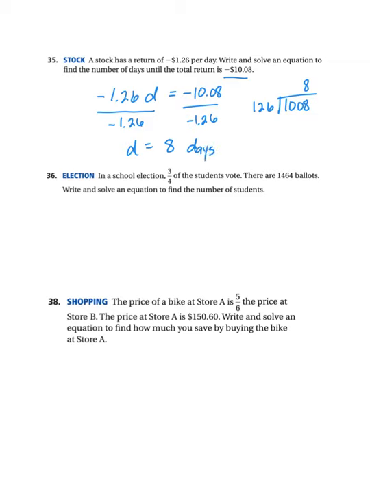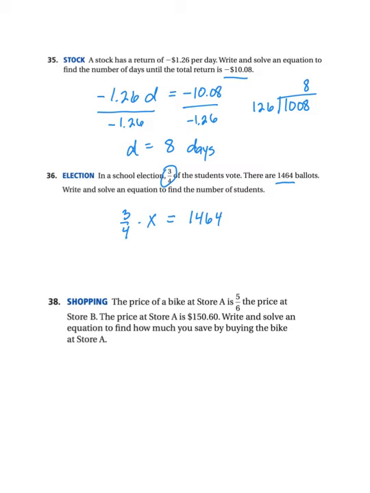All right, then we have an election example. In a school election, 3/4 of the students vote, and there are 1,464 ballots. Write an equation to find the number of students. So 3/4 of the students vote. Of means I'm multiplying. So this is 3/4 times x equals our total number of ballots.